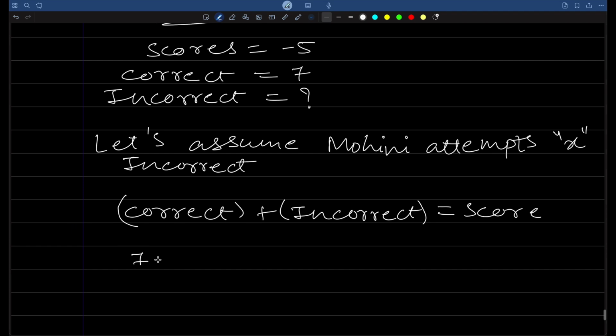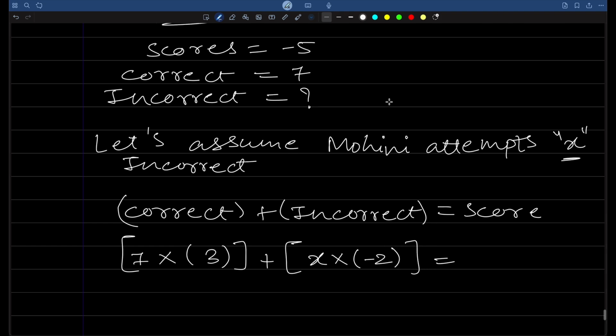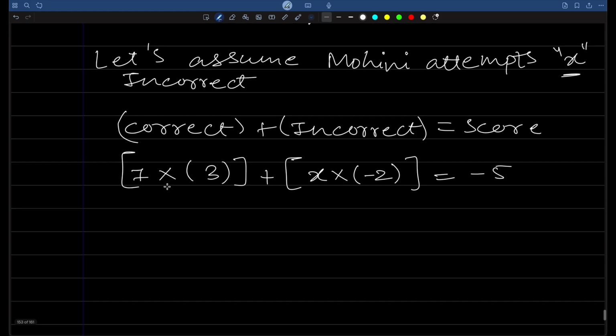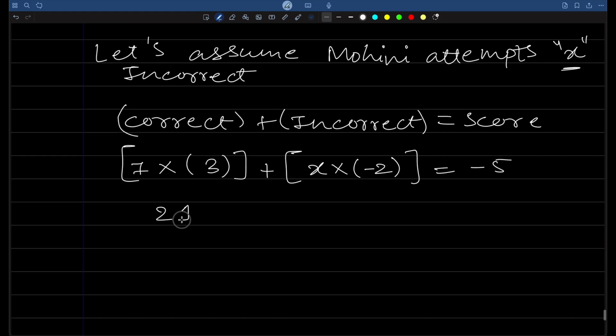Mohini scores 7 correct answers, and for each correct answer she gets plus 3 marks, and she attempts x incorrect questions, and for each incorrect question she gets minus 2 marks, and total score is minus 5. Now solve for x, that is 7 3s are 21, plus sign in x minus sign in 2, that is minus 2x, that is equals to minus 5.